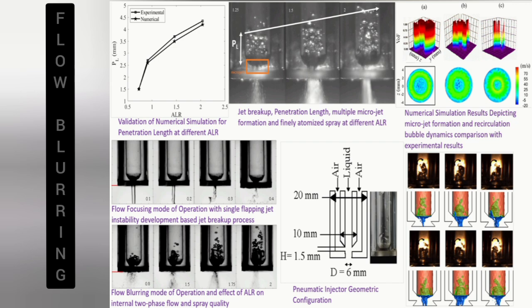I see. And how did they investigate this transition? They used optical visualization to observe the transition from FF to FB, but it didn't stop there. They also used LES, large eddy simulation, with a volume of fluid, VOF, approach to model the internal two-phase flow mixing, especially the backflow recirculation in the FB mode.